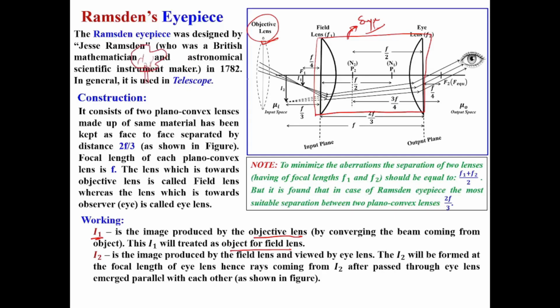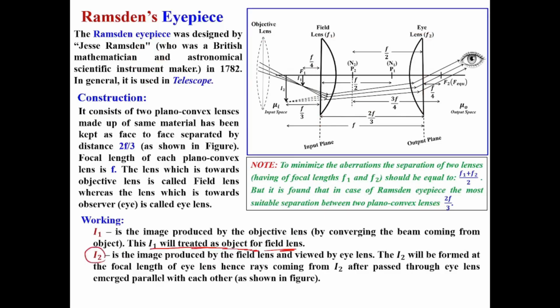If it is a Huygens eyepiece, that means it is a microscope, so the object will be placed nearer to the objective lens. But in case of a telescope, particularly for the Ramsden eyepiece, the object will be at a farther distance because it is a telescope. Got it? I1 is treated as the object for the field lens.